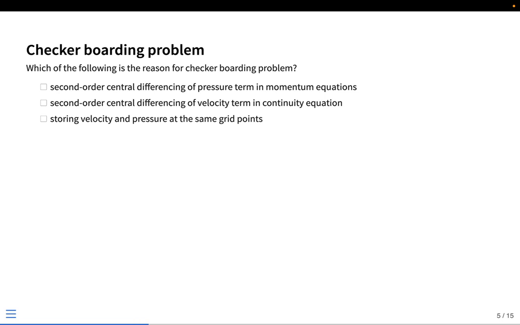So the major problem we have in the normal way when we solve it is something called the checkerboarding problem. I hope you have already gone through the Excel video, so you'll be able to answer this question. Which of the following do you think is the reason for the checkerboarding problem? Is it because I am using central differencing for the pressure term in the momentum equation? Or is it because I am doing central differencing for the velocity term in the continuity equation? Or is it because I am storing velocity and pressure at the same grid points? Which of these is the true reason for the checkerboarding problem?